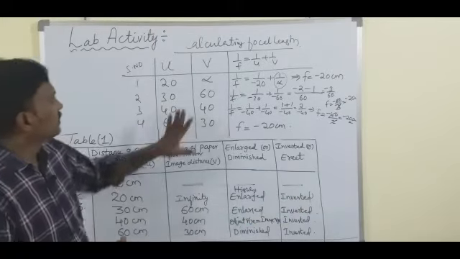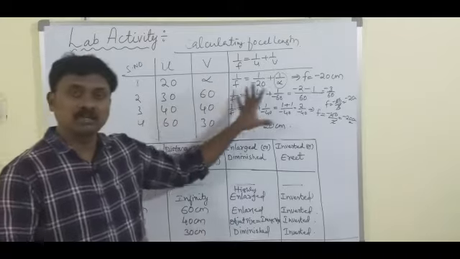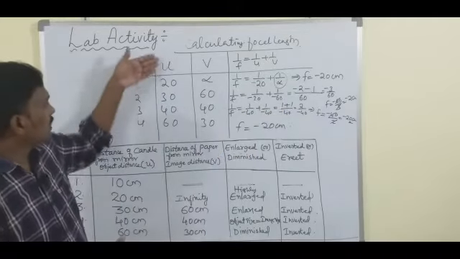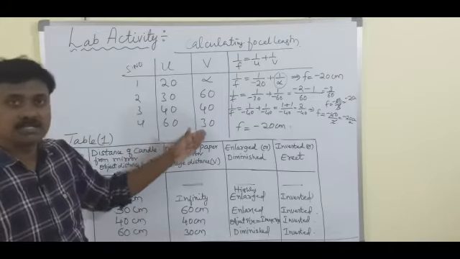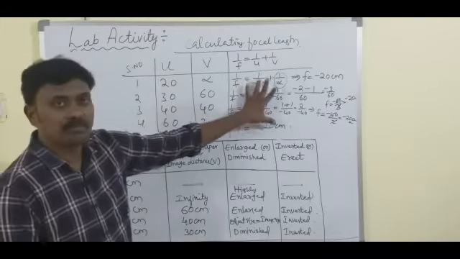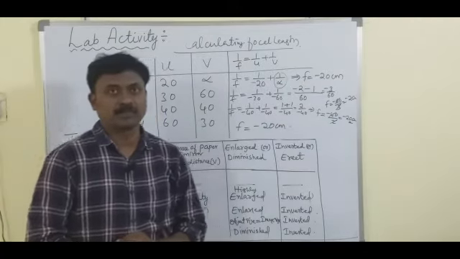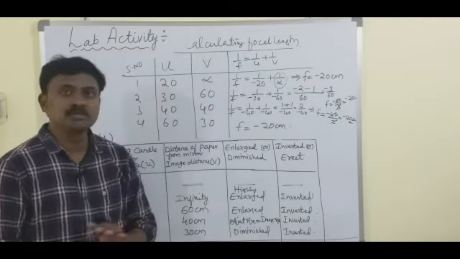Okay, and this is how we are going to calculate the focal length. If you do this lab activity and you find out the object distance, you find out the image distance, then by substituting in the mirror formula, you will be able to calculate the focal length. Okay, children, I hope you have understood this lab activity.